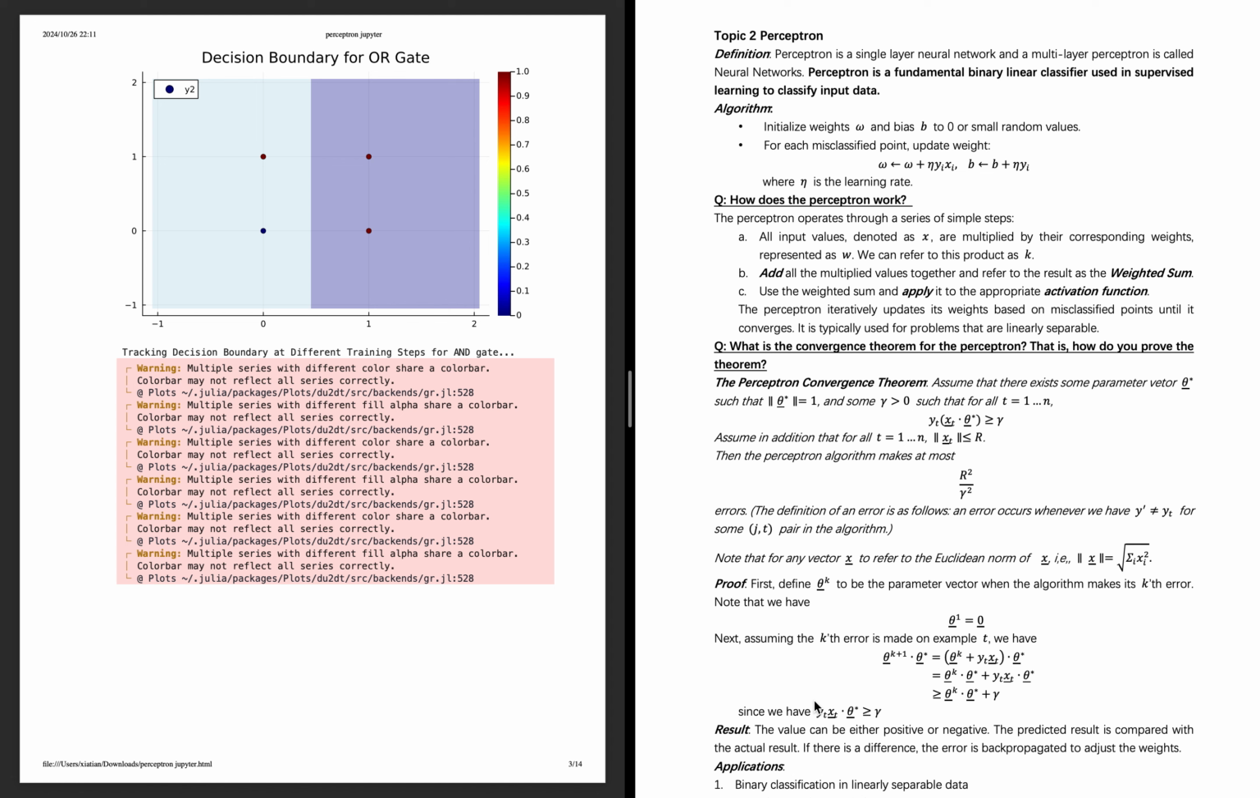the correct decision boundary. Now, if you take a look at the decision boundary for the OR gate after training, you can see how it cleanly separates the two classes. The points where either input is 1 are classified as one group, and the point where both inputs are 0 is classified as the other. This visual representation gives us an intuitive understanding of how the perceptron works.